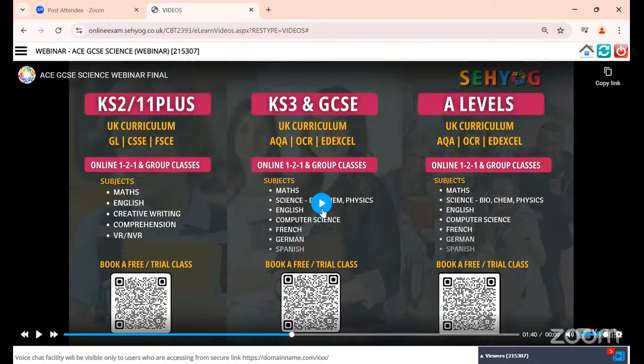If you can see, we are covering most of the key subjects like maths, English, creative writing, and comprehension for 11 plus. KS3 and GCSE cover maths, sciences, English and computer science, and French, German, Spanish, meaning all the languages as well as computer science, apart from the key core subjects we are offering at all 3 levels. Next slide, please.